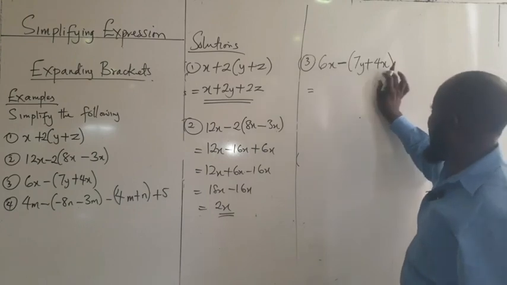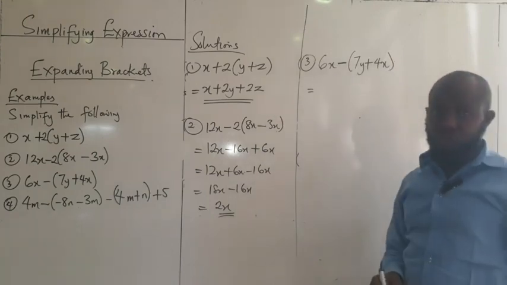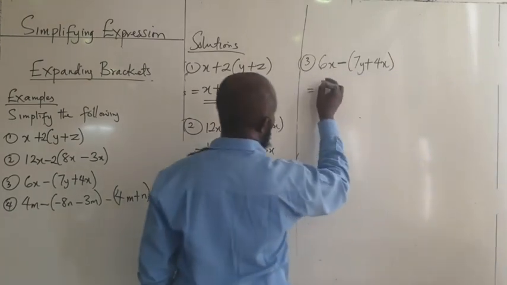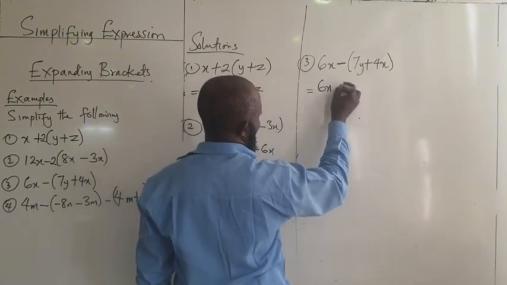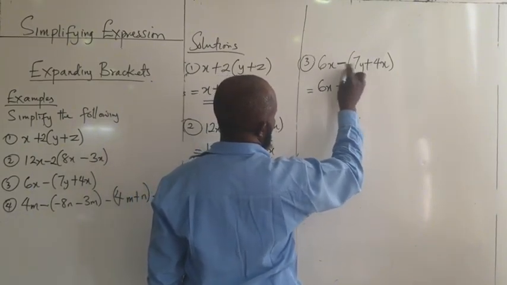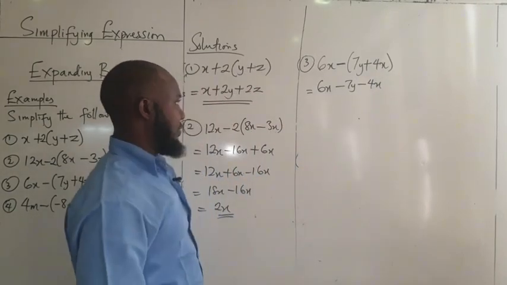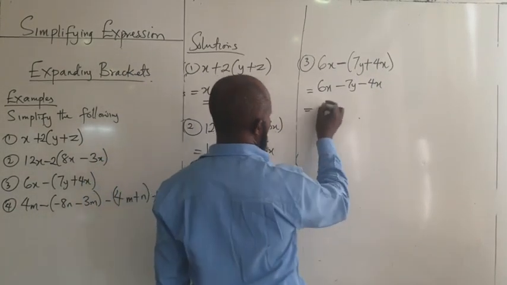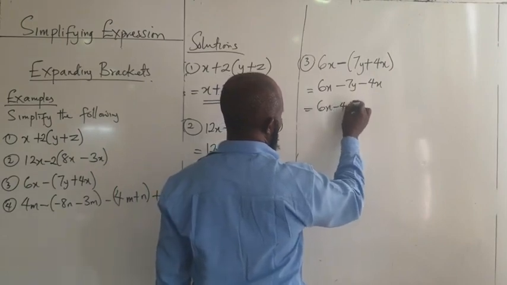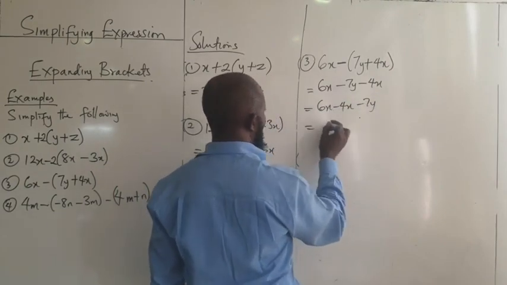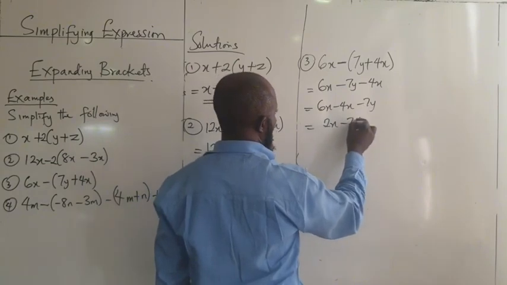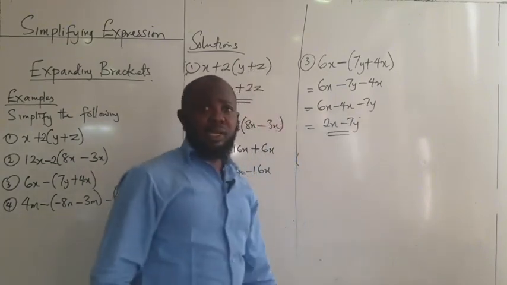In that case, we multiply out everything in the bracket by minus. That means all the signs we have in the bracket, we have to change. So we're going to have 6x minus 7y, and minus times plus will be minus 4x. We can then simplify further by bringing the like terms together: 6x minus 4x minus 7y. This will give us 2x minus 7y. I hope this is very clear.